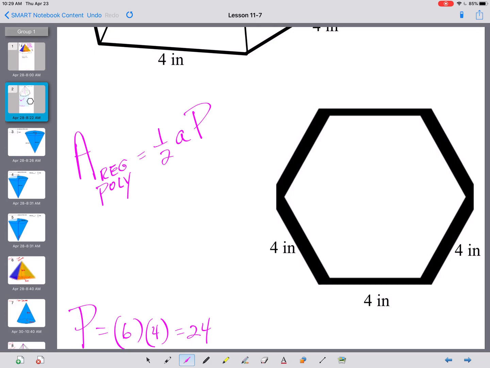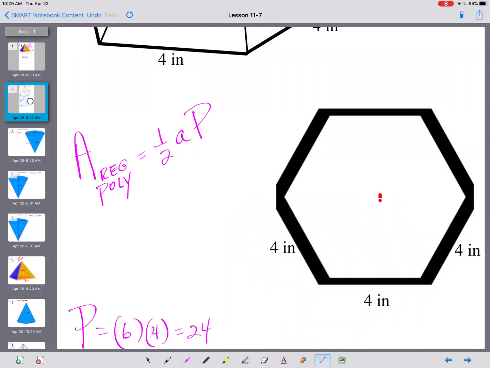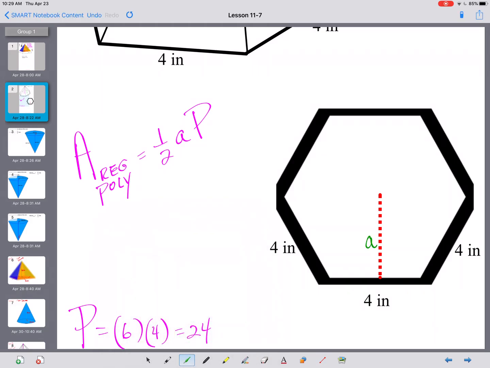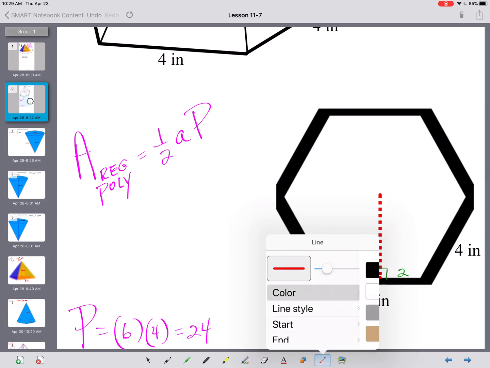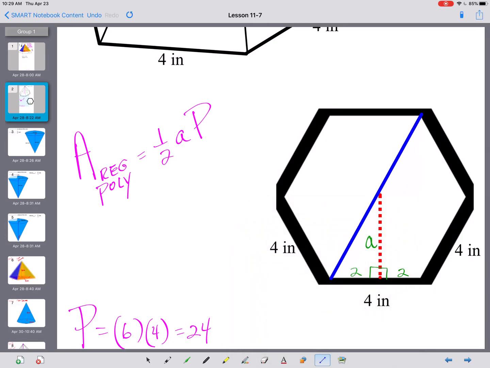We need the apothem. Let's go ahead and draw it in. Okay, we'll do it in red, dashed. Where does the apothem go from? From the center of the shape to the center of the side. Okay, here we go. We'll call it A for apothem. What does it do to that side? It splits it in half. 2 here, 2 here. How can I figure out the apothem? I need to draw in some central angles. Okay, here we go. Let's draw them in. Central angles. Yeah, hey, there's 6 of them.